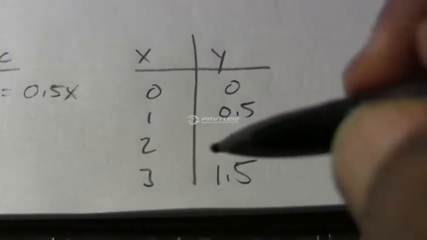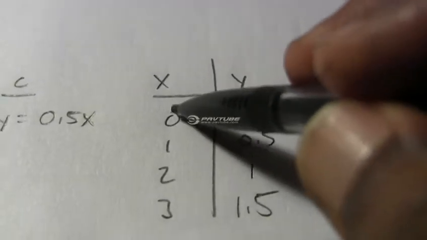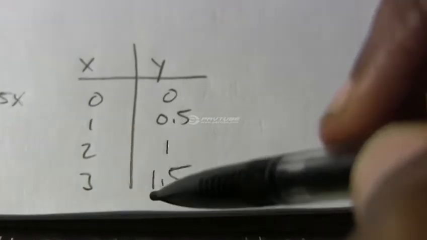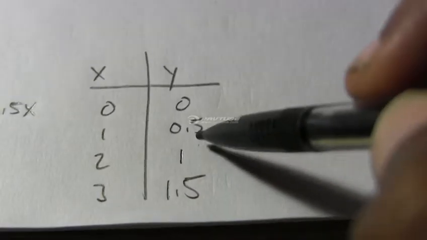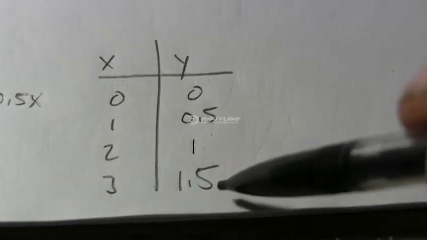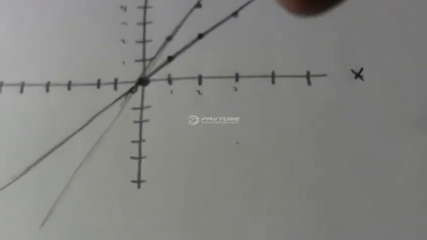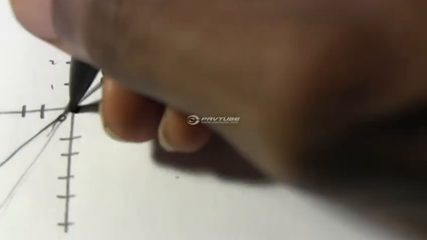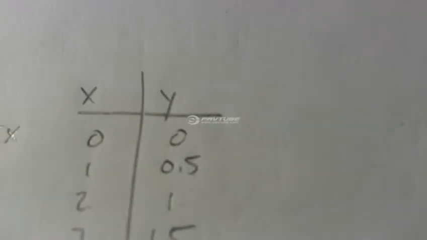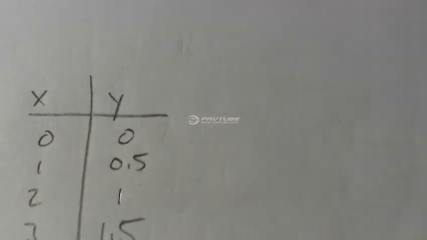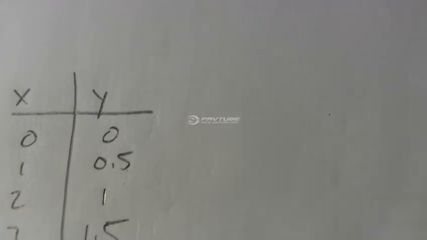Alright, that makes sense. We're just subbing the x's in here and figuring out what y is. So 1 times 0.5 is 0.5, 2 times 0.5 is 1, 3 times 0.5 is 1.5. Now we come back up here to our third line. Again, our 0 is 0, because 0 times 0.5 is still 0. Now we come over to 1, and it's 0.5. It's not 1, it's 0.5.